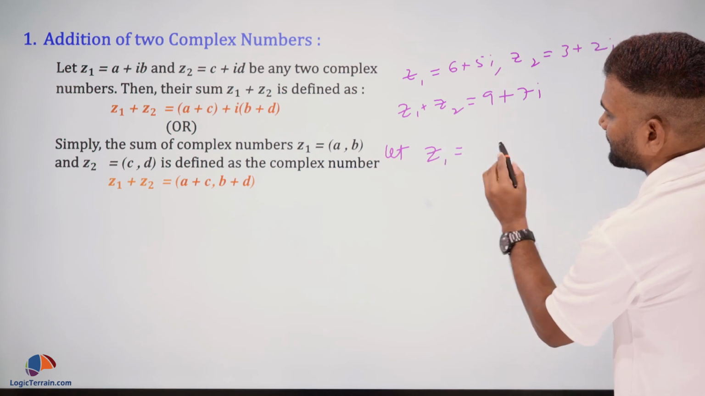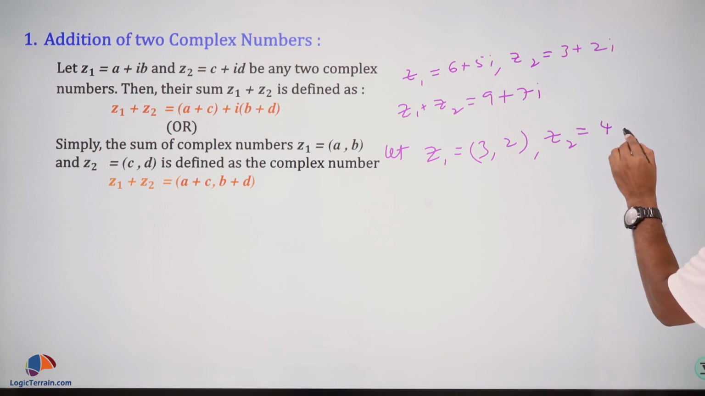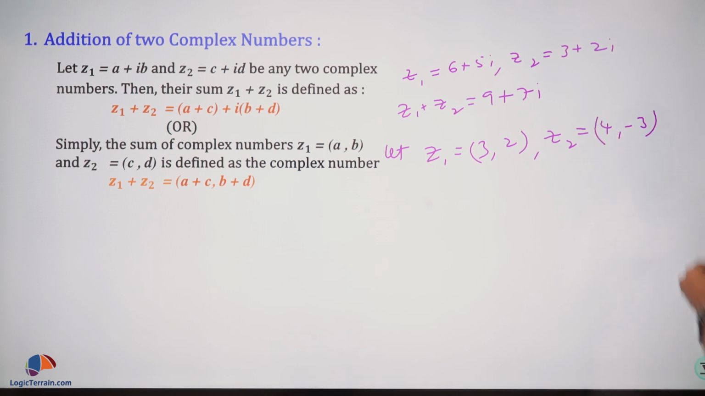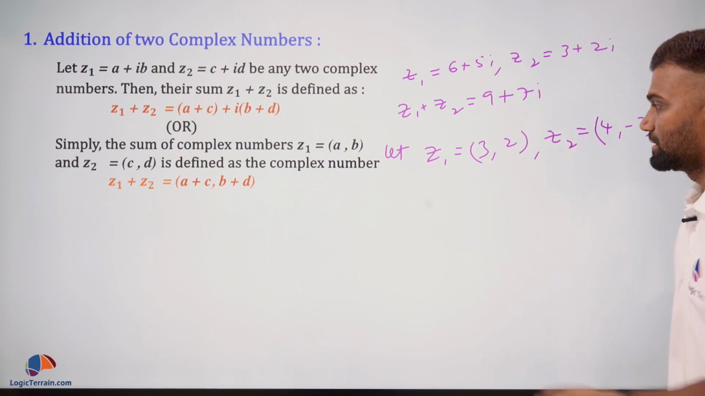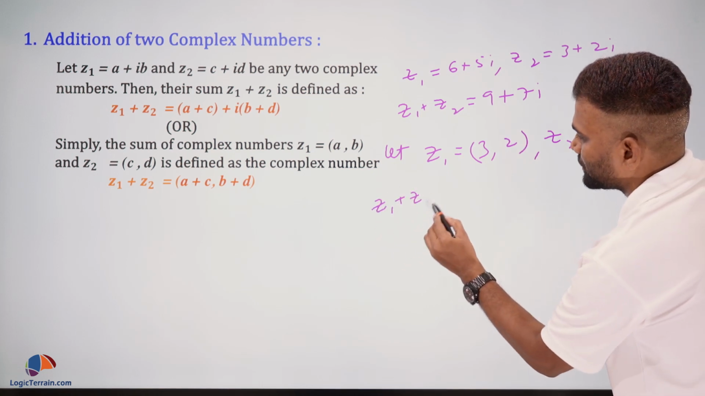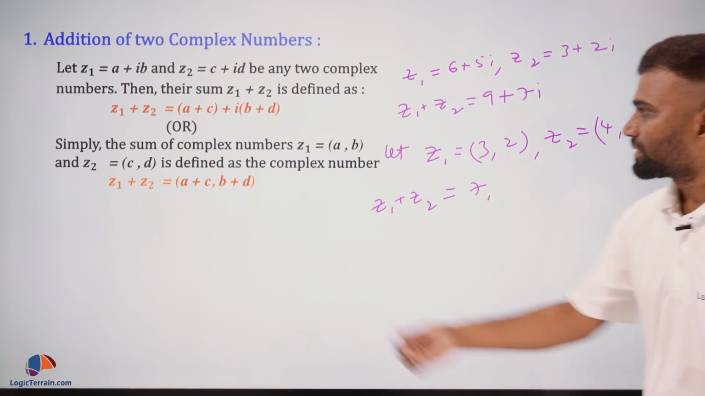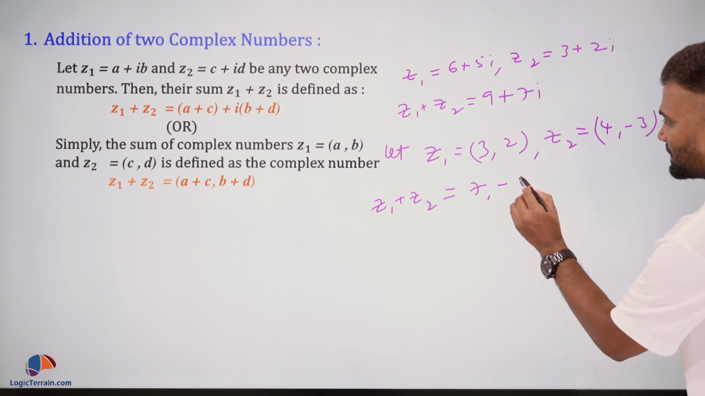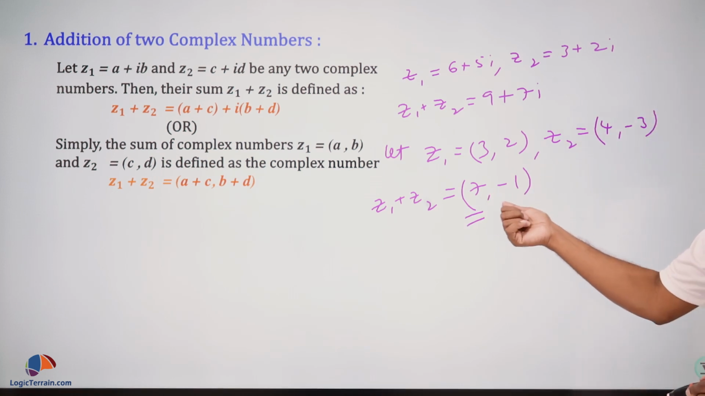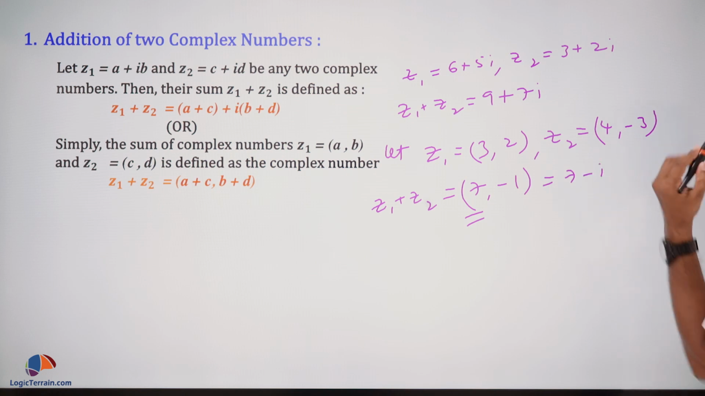Let z1 is equal to 3 comma 2 and z2 is equal to 4 comma minus 3. Earlier we have discussed complex numbers can also be represented in the form of ordered pairs. Then their sum z1 plus z2 is equal to a plus c, that is 3 plus 4, 7, comma b plus d. Here b is 2 and d is negative 3. 2 minus 3, that is negative 1. Here 7 comma negative 1, which you can also say 7 minus i. Both are the same.